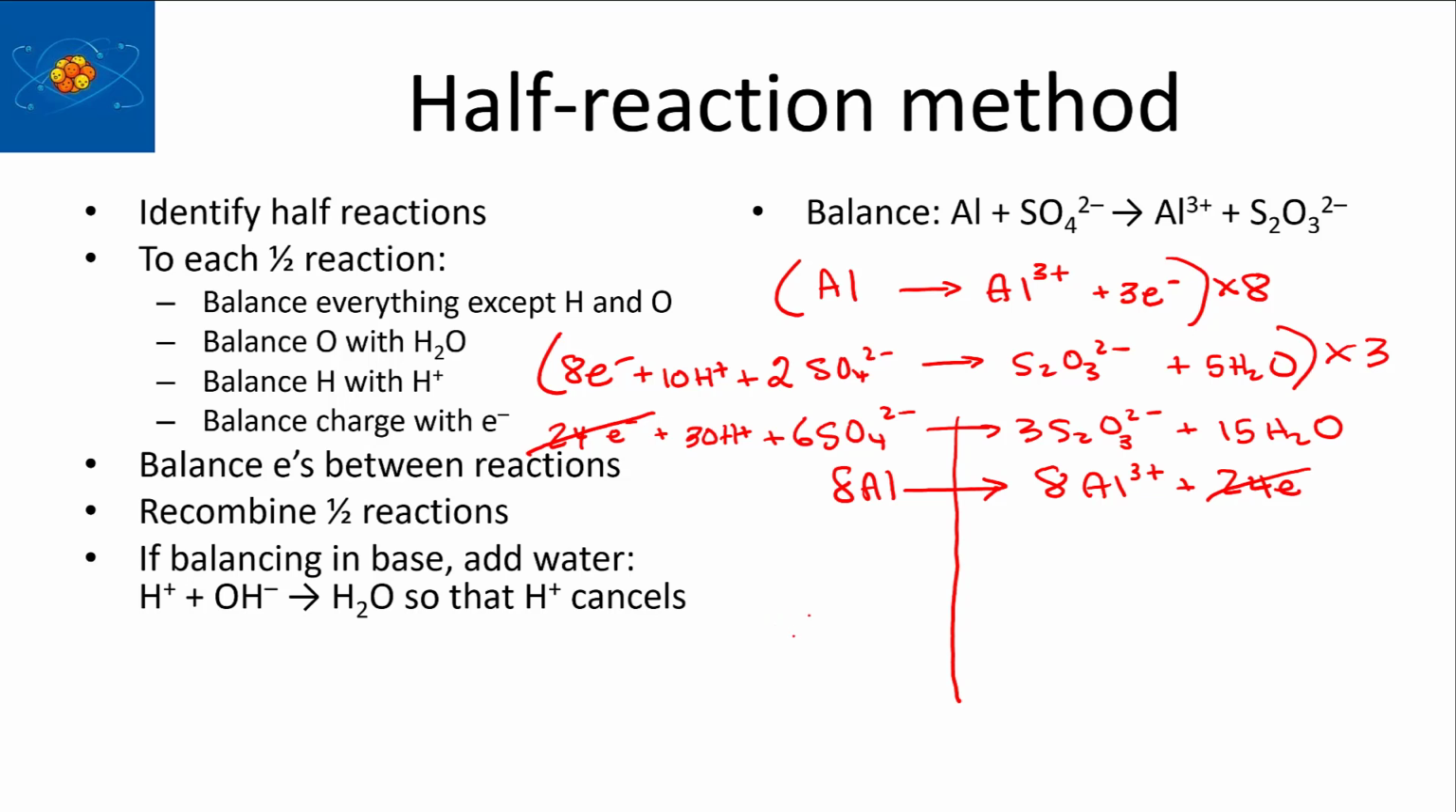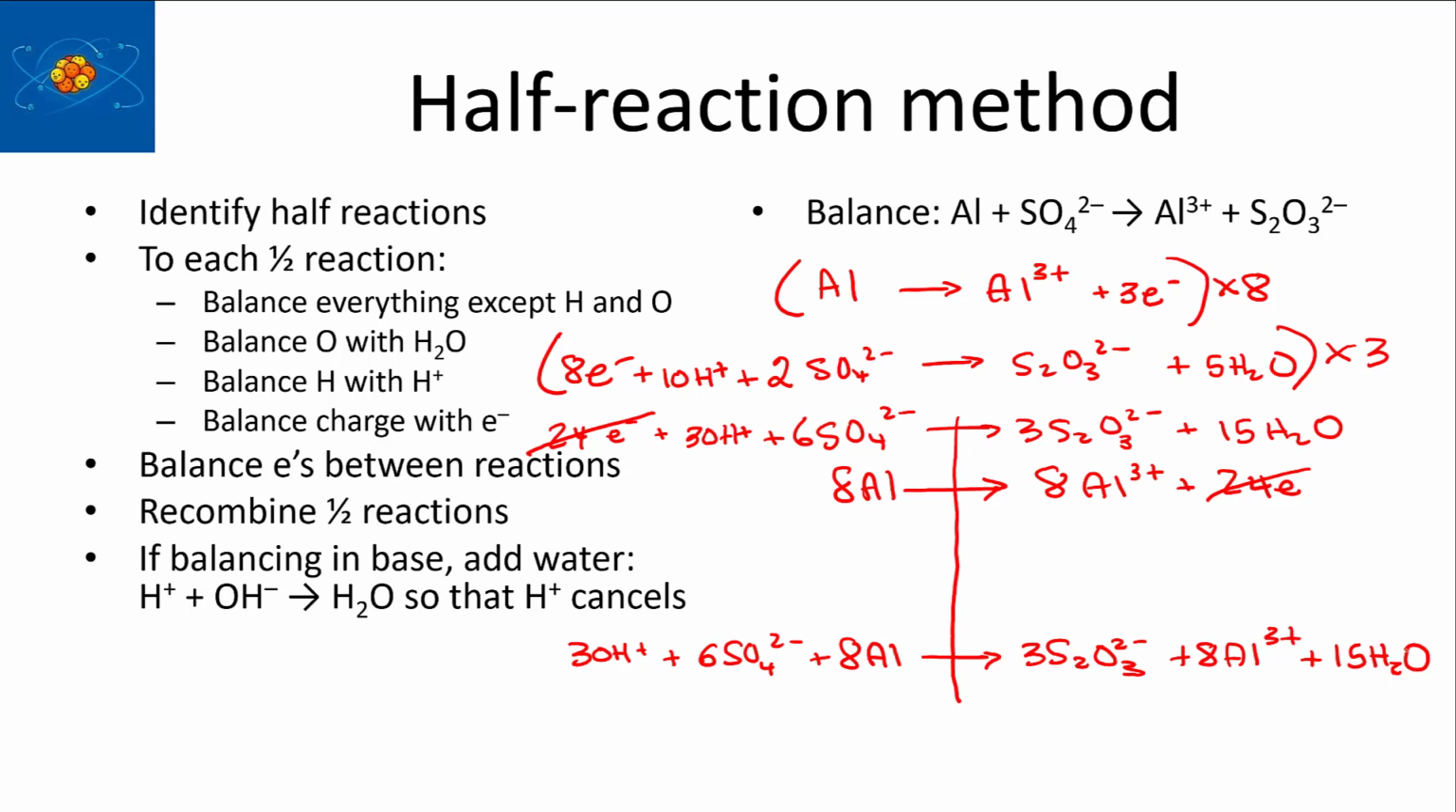And then we're going to say I have 30 hydrogens plus 6 sulfates plus 8 aluminums makes 3 thiosulfates plus 8 aluminums plus 15 waters. So that reaction should be balanced in both mass and in charge.